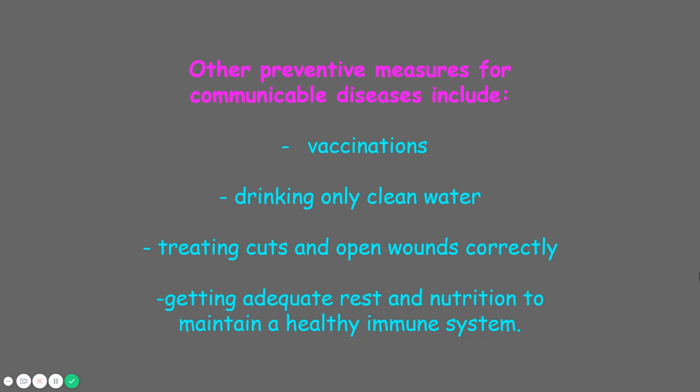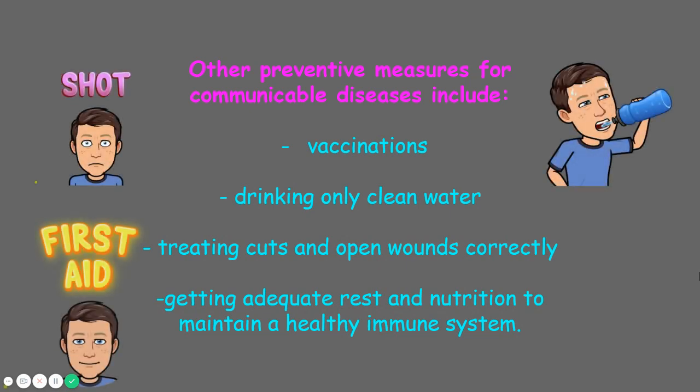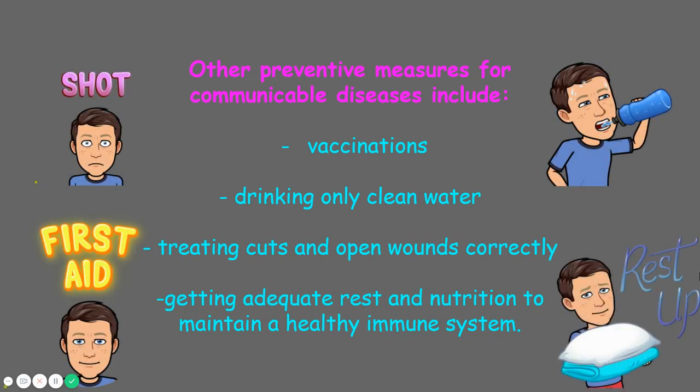Other preventative measures for communicable diseases include getting shots, drinking only clean water, treating cuts and open wounds correctly, and getting adequate rest and food to maintain a healthy immune system. These are all the ways that we can do our best to prevent, avoid, and to detect diseases that have come into our realm.